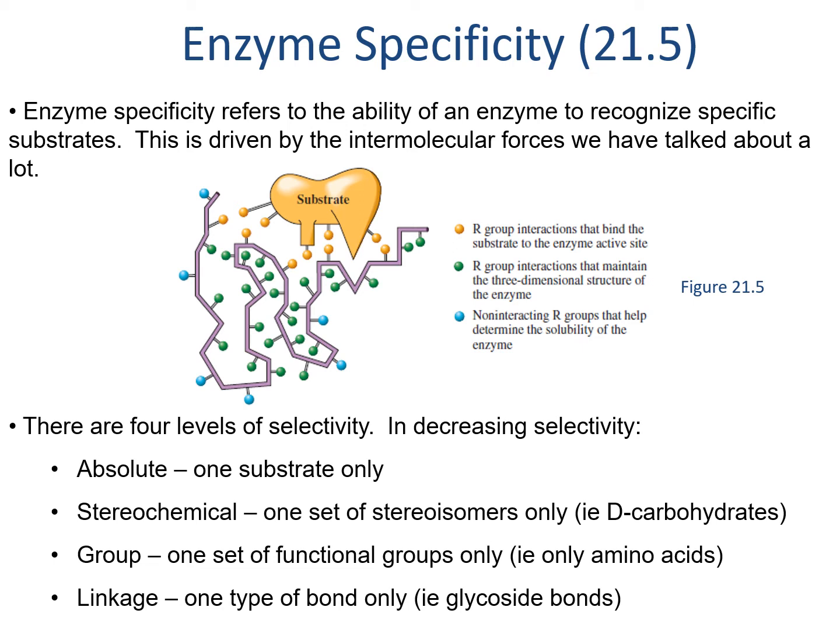Some enzymes will be absolutely specific or absolutely selective. Absolutely selective enzymes will react on exactly one substrate only. While this is relatively rare, it's actually really important for our central metabolism because we want our central metabolism to perform specifically one reaction without very many side reactions.